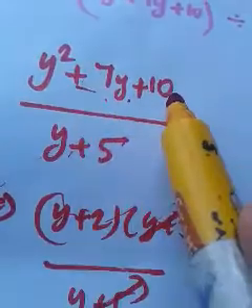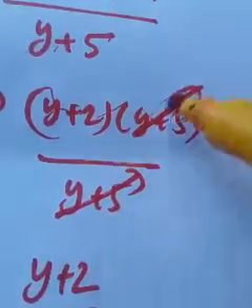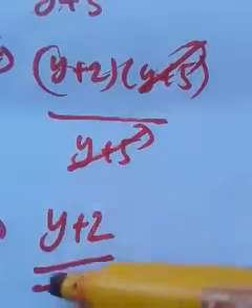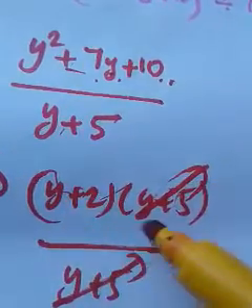So if you write y square plus 7y plus 10 as y plus 2 into y plus 5, this kind of cancellation is possible, then y plus 2 only will remain. So how do you know that y square plus 7y plus 10 can be written like this?